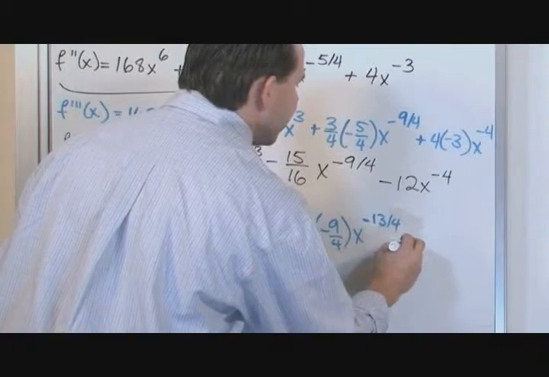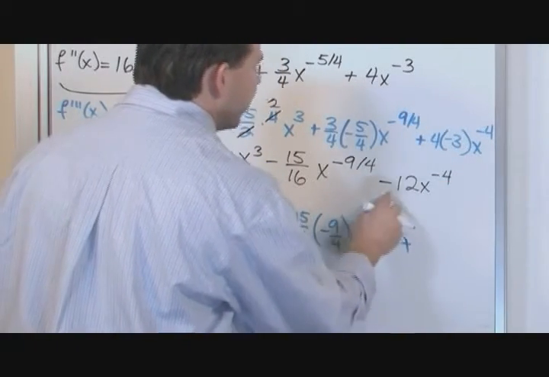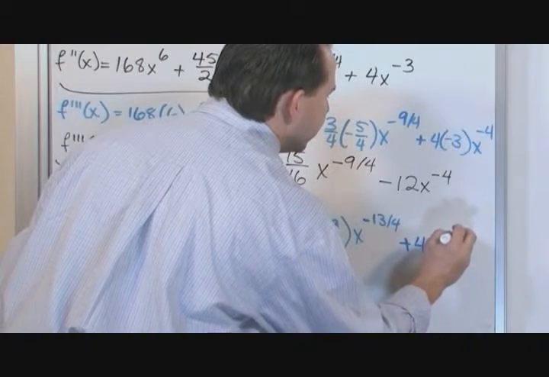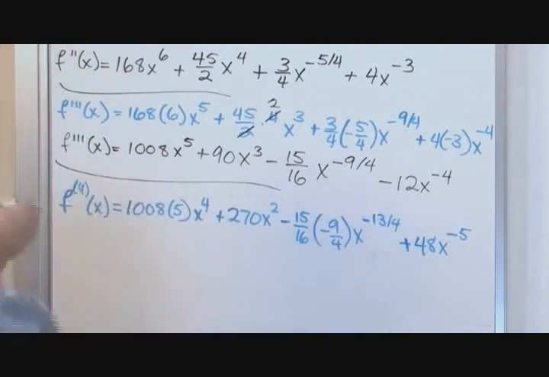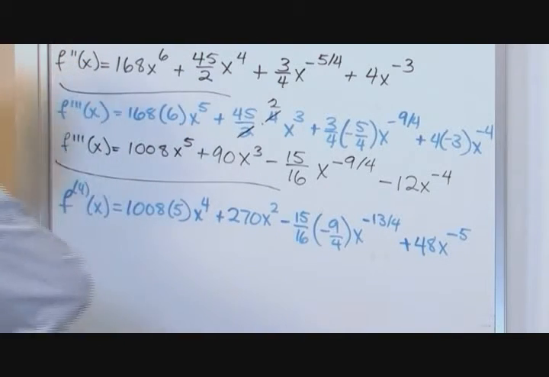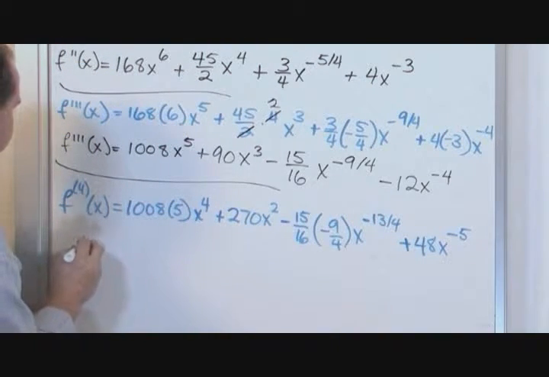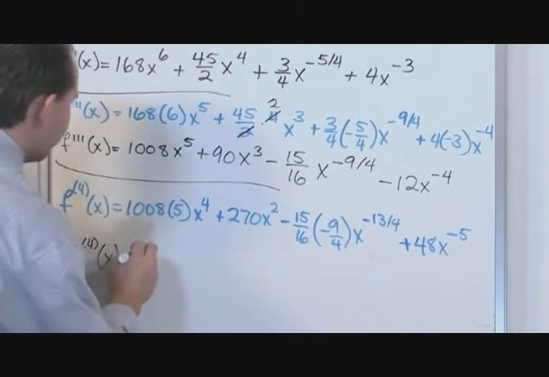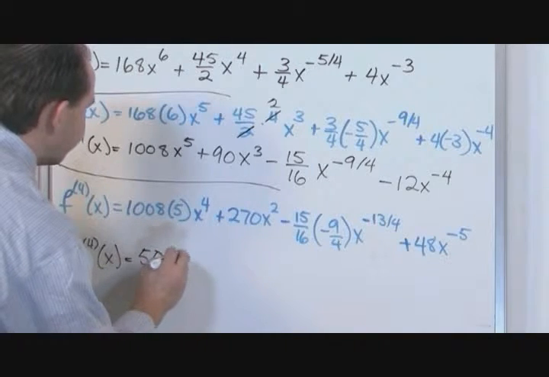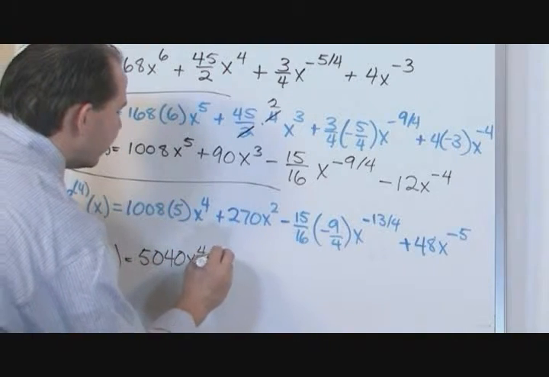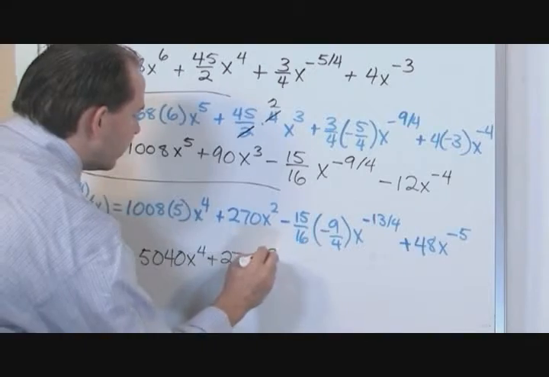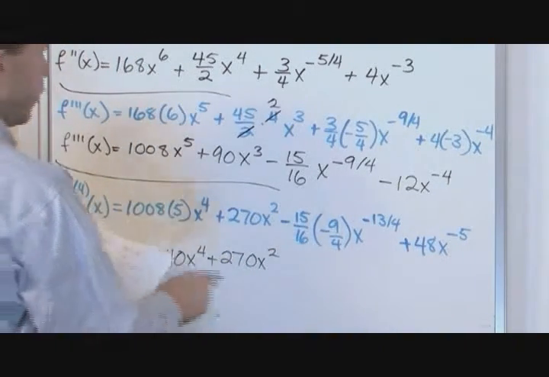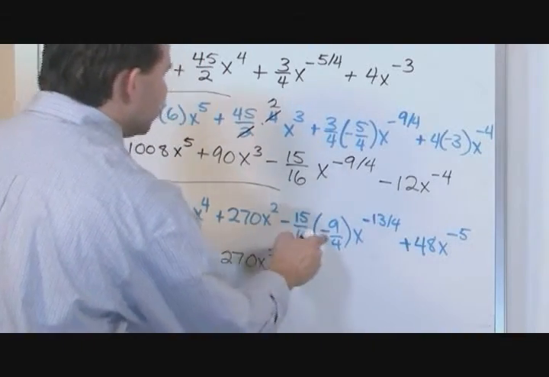And then I will have negative 12 times negative 4 is 48. It's going to be positive since I'm multiplying these, so it'll be 48 x to the negative 5, subtracting 1 off of that exponent. Here we should be able to write the final answer. Fourth derivative of x. What's 1008 times 5? It's 5040, x to the fourth power, plus 270x squared from this term. And here, is there anything we can do to simplify that? All we can really do is make it a plus because negative times negative.